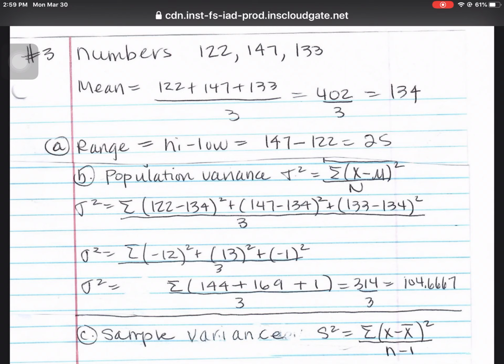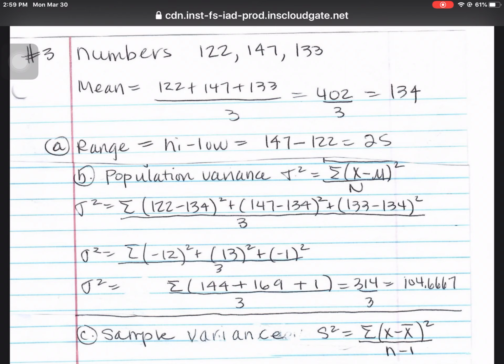So take the first number, 122, subtract 134. The next number, 147, subtract 134. The next number, 133, subtract 134. You do what's inside the parentheses first.